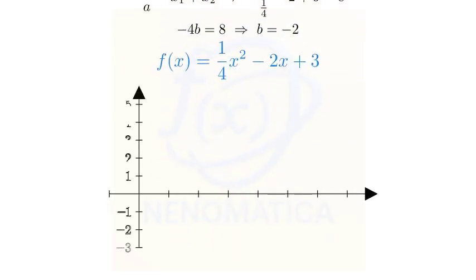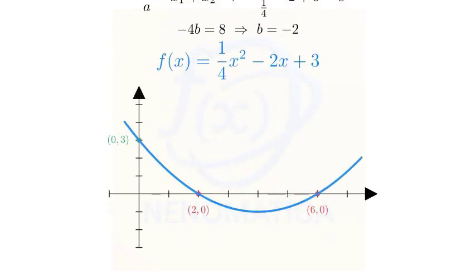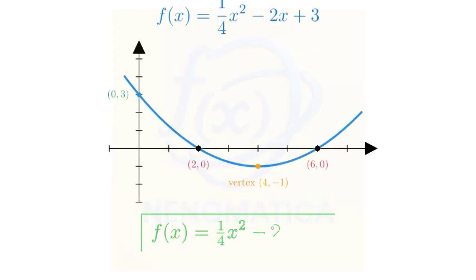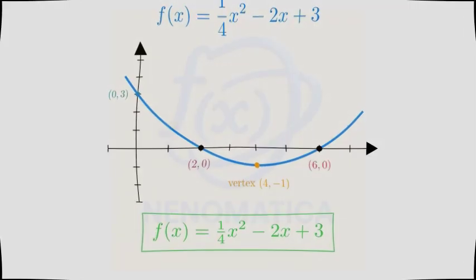Let's verify visually. We draw the parabola using this rule. Check f of 2 equals 0. Check f of 6 equals 0. The vertex occurs at x equals negative b over 2a, which is 4, with a minimum value of negative 1. Everything matches the sketch. Final answer. f of x equals 1/4 x squared minus 2x plus 3.